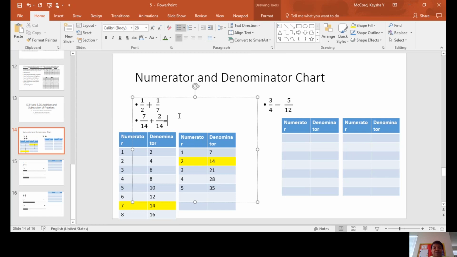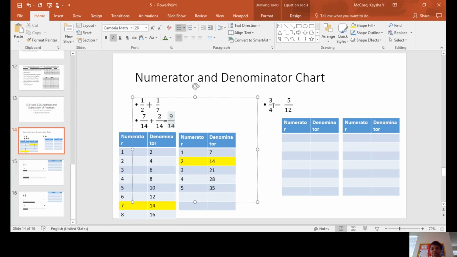So 7 plus 2 is going to be 9. And then 14 plus 14, well, I can't do that because we don't add or subtract the denominators. So all I'm going to do is write 14. So this is our numerator denominator chart. This is how I can find an equivalent fraction that 1/2 and 1/7 have in common with the same denominator. Let's do another one in practice again.